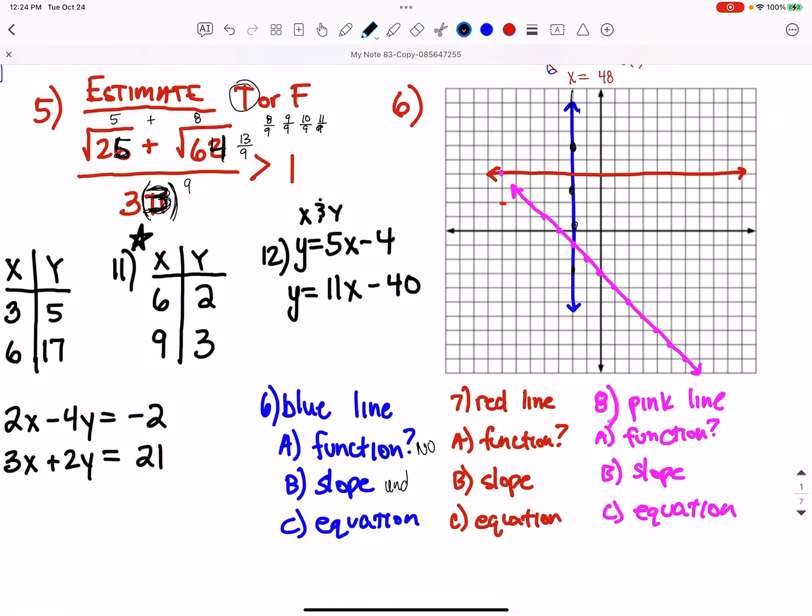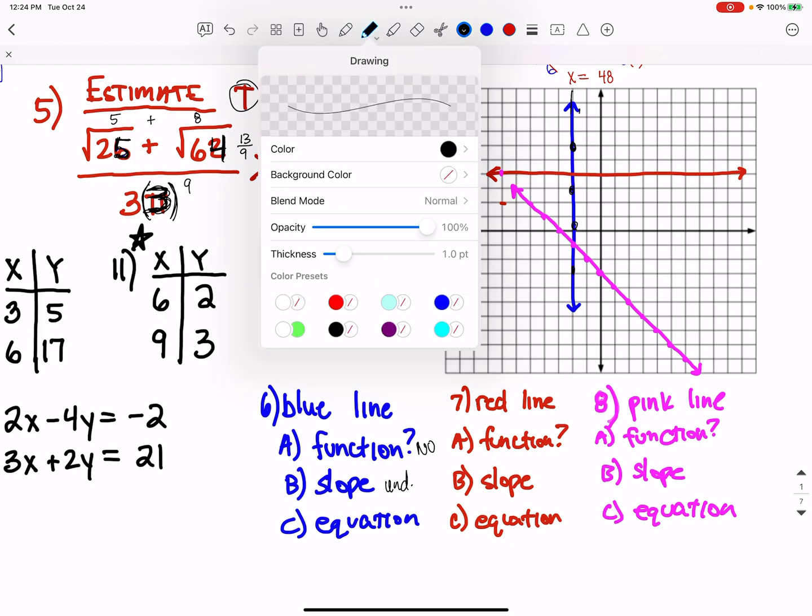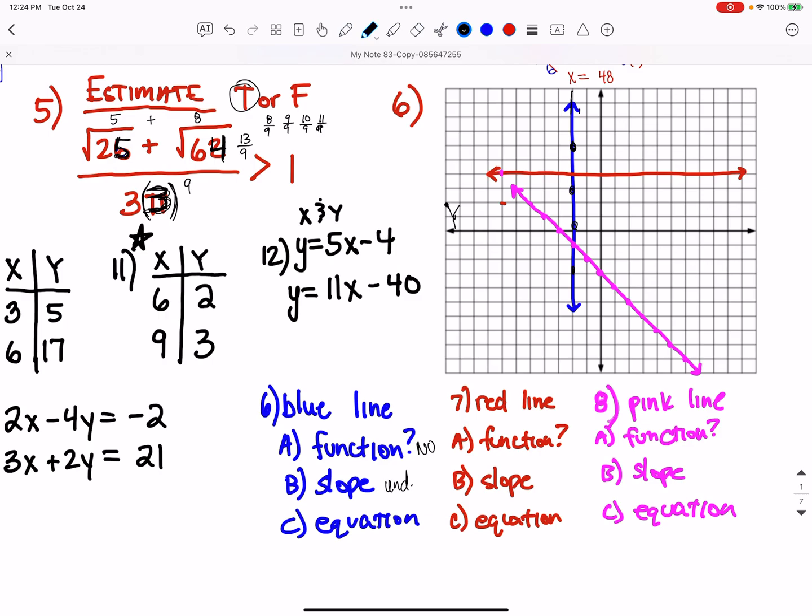Slope, undefined. Equation, this is the y-axis. I can go a little bigger now. This is the x-axis. This is x is -1, x is -2. If I just make that x is -2 line bigger, that's the whole line itself. So this is x equals -2.